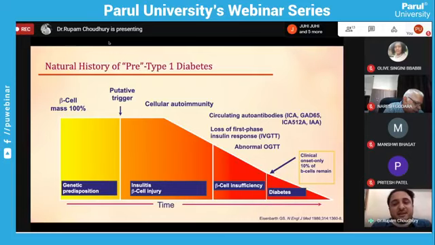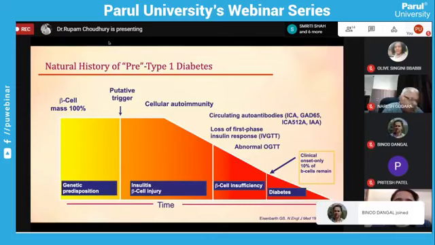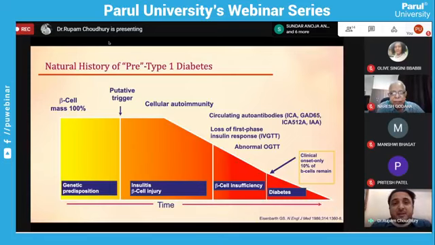Then beta cell insufficiency is there, where the patient exhibits some amount of impaired fasting glucose or impaired glucose tolerance, and eventually the patient lands up in fulminant type 1 diabetes mellitus when the beta cell mass is less than 10%. When less than 10% beta cell mass is there, the patient is very prone to ketoacidosis, and that's how the patient gets diagnosed most of the time.